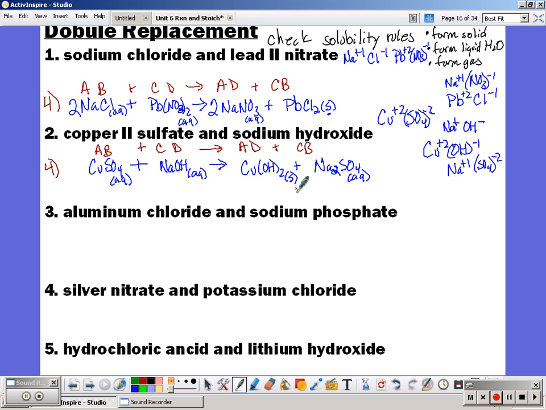To balance, I like to start with a polyatomic. 2 OHs, so I'll put a 2 here. That gives me 2 sodiums to balance these 2 sodiums, and the reaction is balanced.